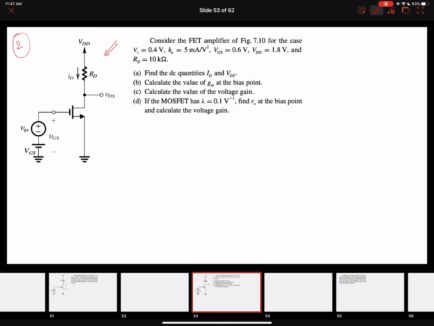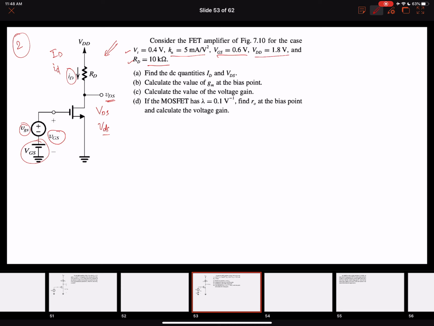Now we have another circuit in which we have a transistor with threshold voltage of 0.4, the drain resistance of 10 kilo ohms, and the Kn transconductance parameter of 5 milliampere per volt square. Gate to source is this, supply voltage is this. As you notice, this is an overall circuit in which our VGS is composed of the biasing voltage and the time varying voltage. Similarly, our drain current will also be composed of the DC drain current and the time varying. Our VDS will be composed of the DC value and the time varying value.